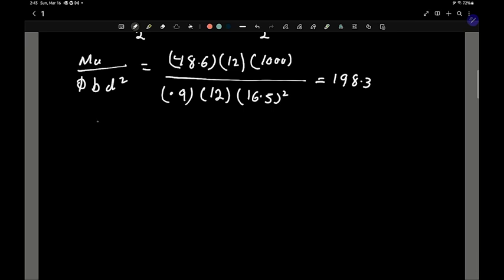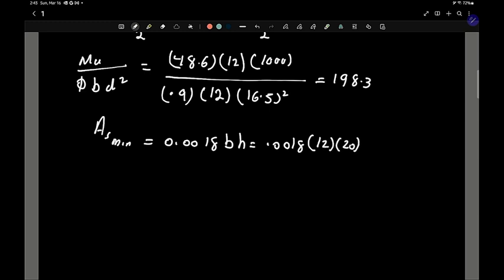As minimum per code is given as 0.0018 times the gross cross-sectional area, which in our case will be B times H. 0.0018 times 12 times 20, and that will give us 0.432 inch squared. Now I want you to pay attention here.